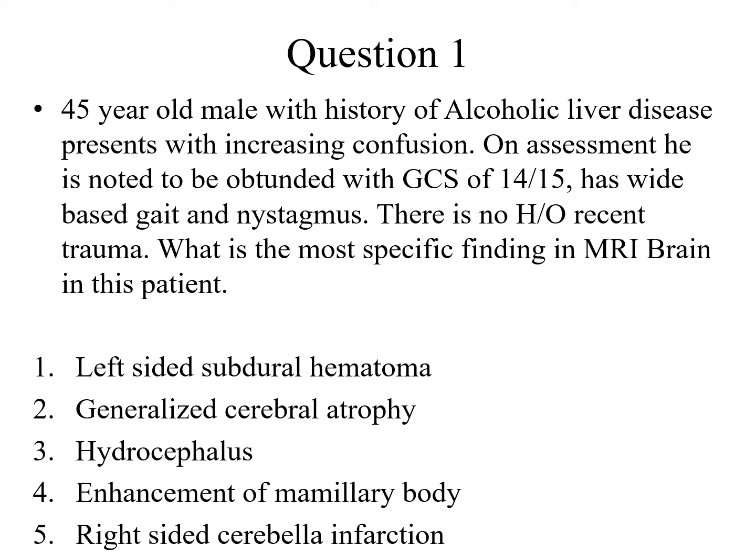Then we have enhancement of the mammillary body. This is a finding commonly seen in Wernicke's encephalopathy, which is characterized by global confusion, ophthalmoplegia, and ataxia. That's what we are seeing in this question. The fifth option is right-sided cerebellar infarction. If it was a right-sided cerebellar infarction, the patient would sway towards the right side, which is not the case. So the answer for this question is option number 4, enhancement of the mammillary body, which is suggestive of Wernicke's encephalopathy.